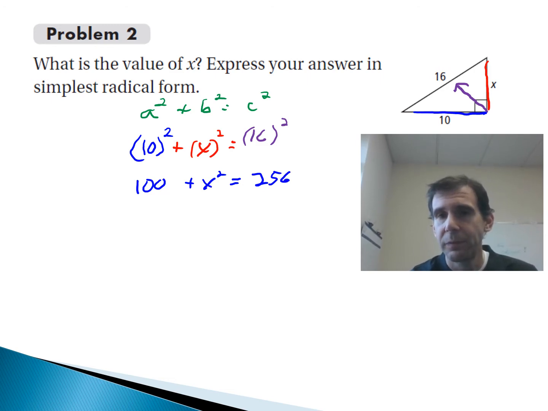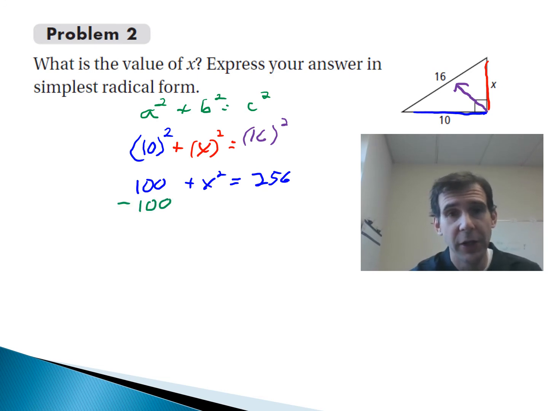So we're going to try to get x by itself. So first, let's get x squared by itself. So we can subtract 100 from each side, properties of equality. Subtract the same thing from both sides. The equation remains equal.